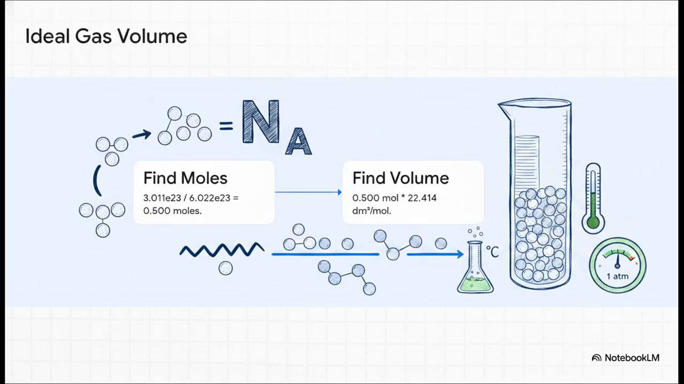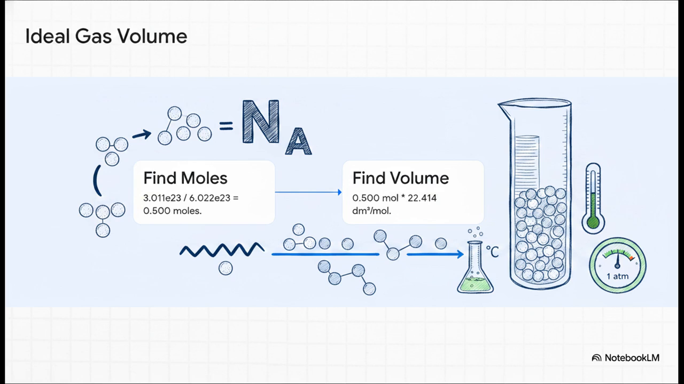Step 1 is dealing with that massive particle count using Avogadro's number. We take our 3.011 times 10 to the 23rd molecules and simply divide it by Avogadro's constant, which is 6.022 times 10 to the 23rd. That perfectly and cleanly simplifies down to exactly 0.500 moles. Nice, right?